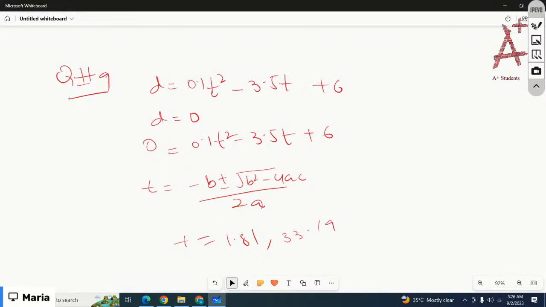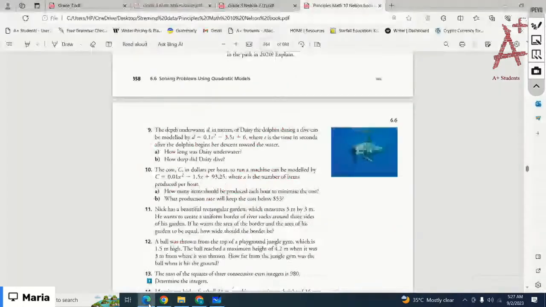So the total time spent underwater is 33.19 minus 1.81, which is 31.38 seconds. That means the total time she spent underwater is 31.38 seconds, right? Okay, the B part is how deep Daisy dove.